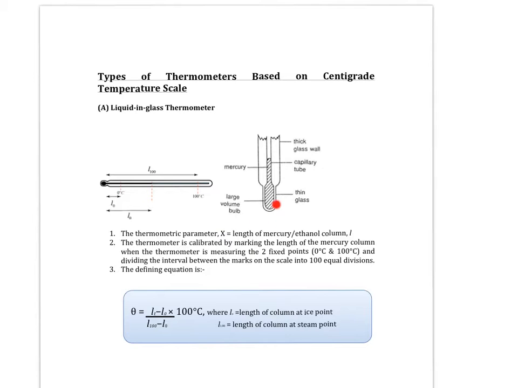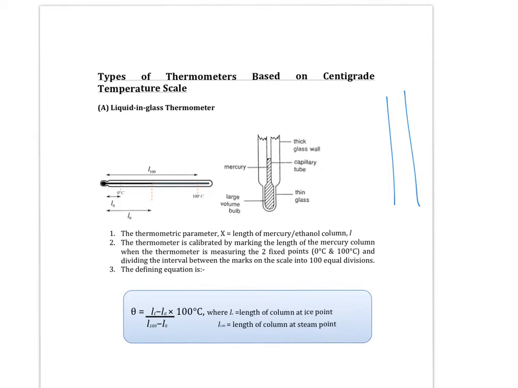Once the mercury gets heated up, the mercury will expand, and when it expands, we allow the mercury to rise through a very narrow tube. We call it the capillary tube. So why must the tube be very narrow, such that you're using a capillary tube?